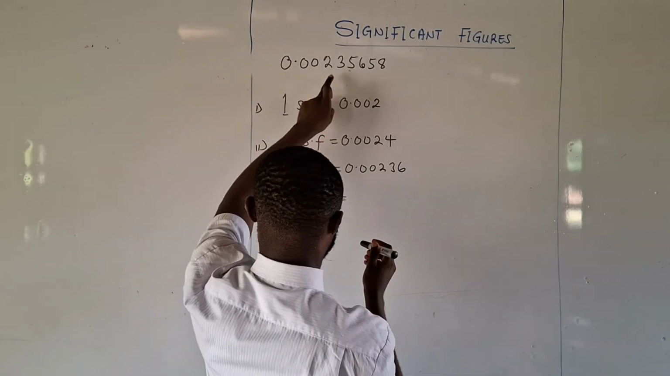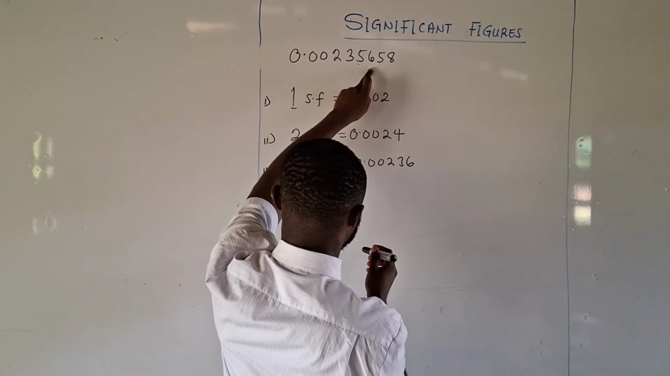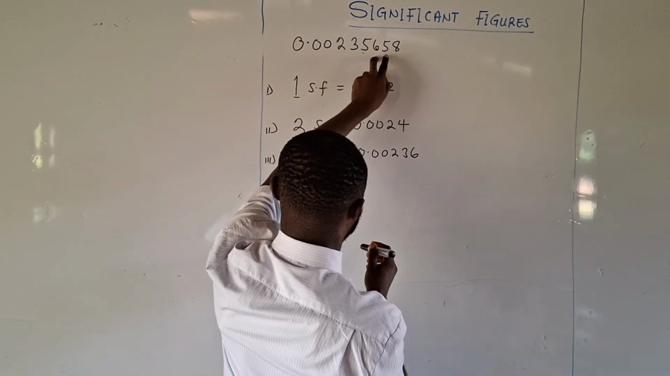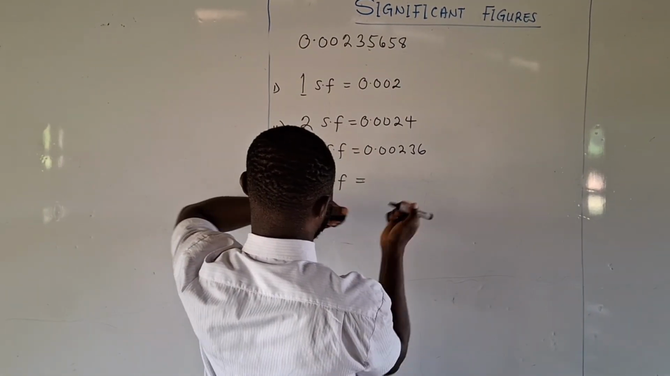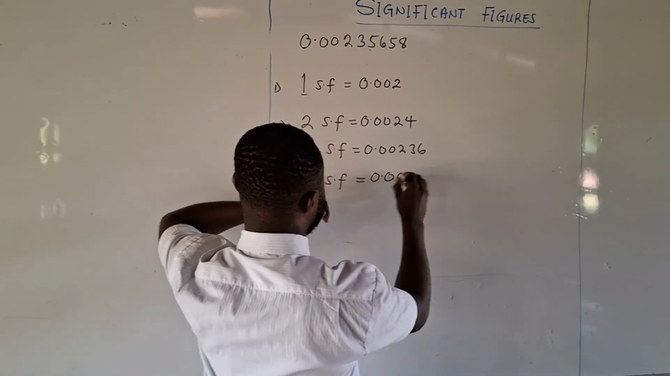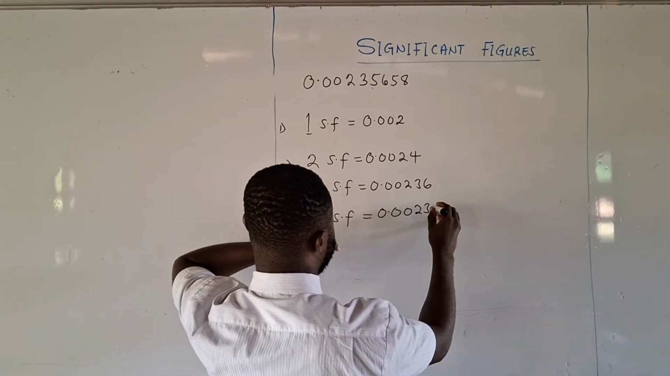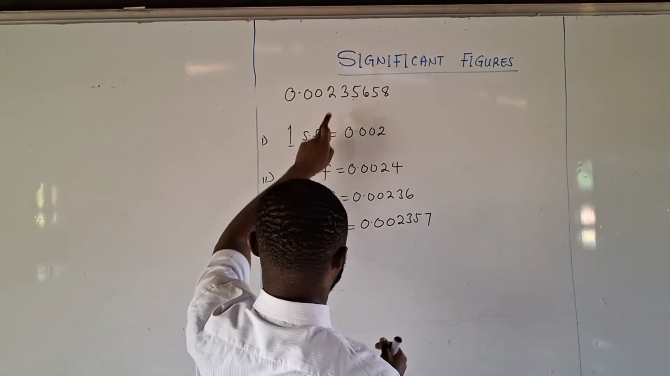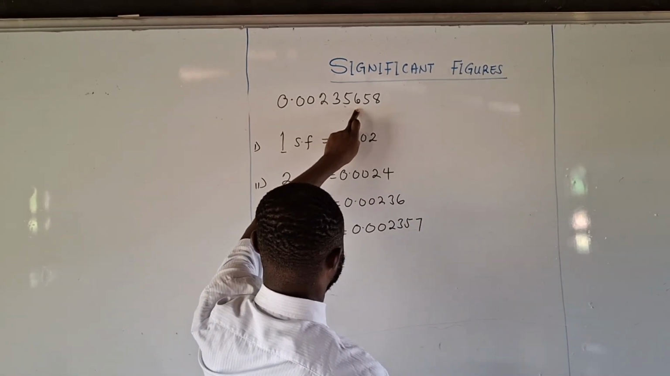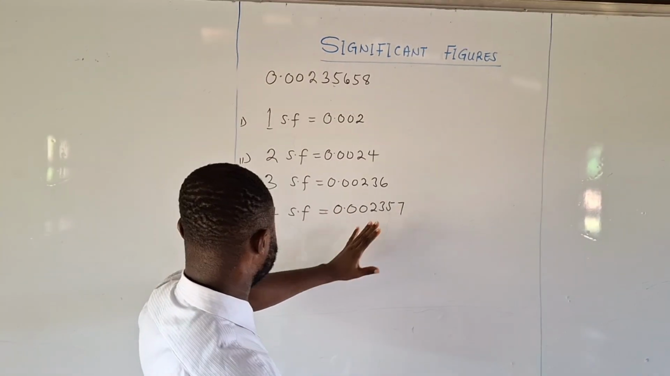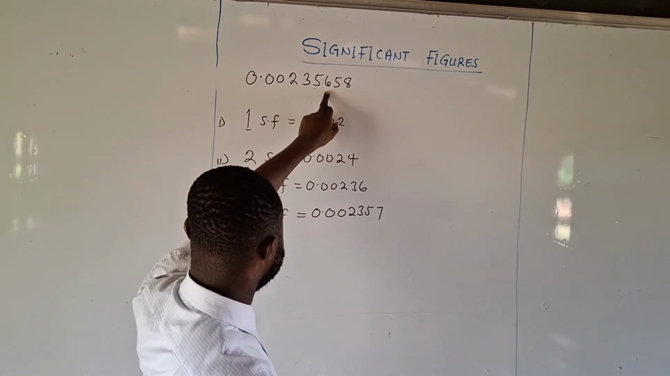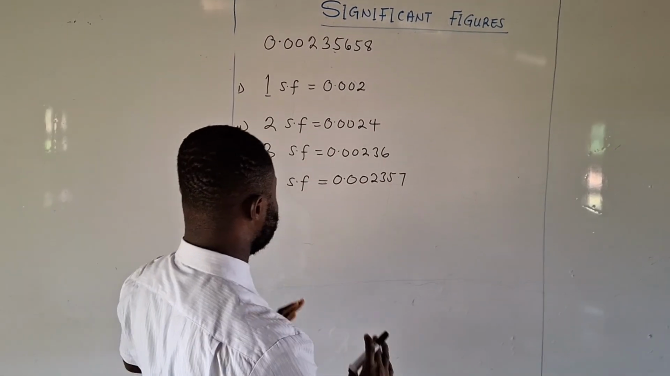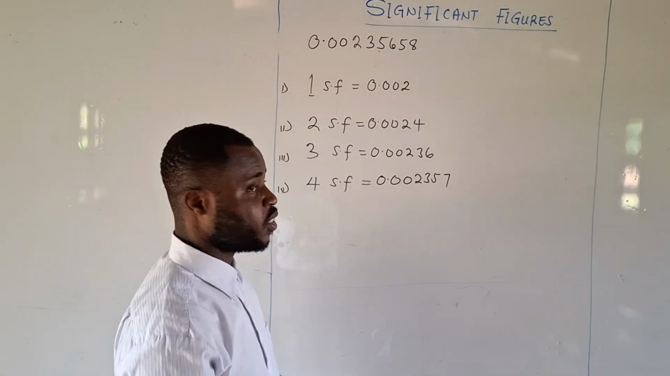4 significant figures. So we have 1, 2, 3, 4. We will end on the 6. But the number after is a roundable number. So we add 1 to the 6, making it 7. So we have 0.002357. So 4 significant figures, 1, 2, 3, 4. We ended on the 6, but the number after is a roundable number, so we add 1 here, making it 7. So this is how we express decimals in significant figures.